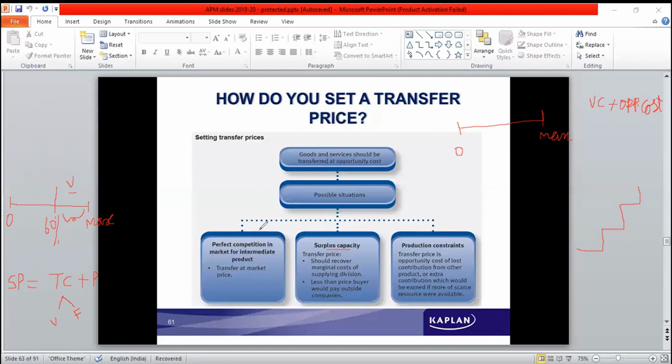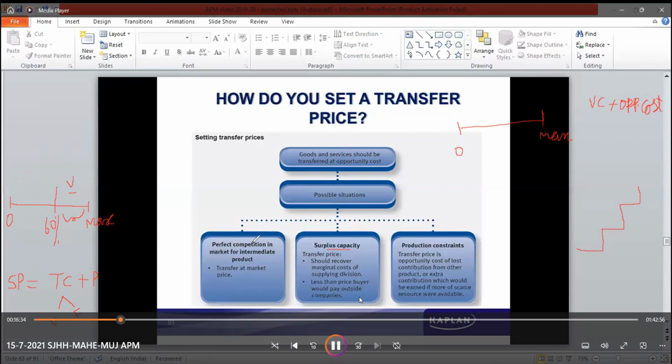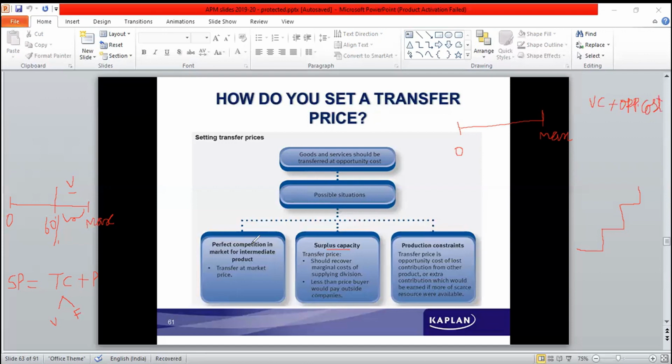So the regular practice is how the transfer price is decided. When it is perfect competition, there's no compromise on the transfer price. It would be transferred at the same price at which they are offering to the external entity. So in perfect competition, transfer price is equal to the selling price offered to external buyers in the outside market. Second situation, when there is surplus capacity available, there is unutilized capacity, a transfer price can be anything between the variable cost and the outside selling price.